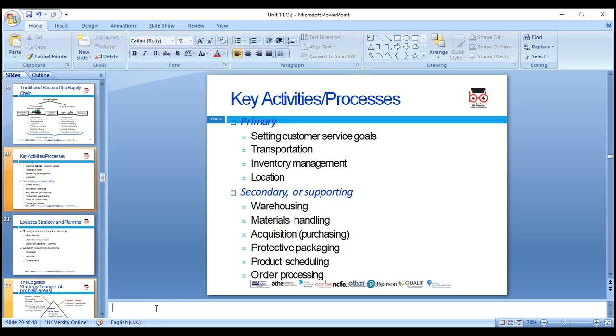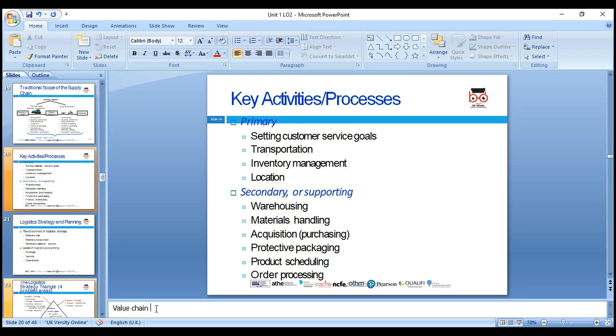We have primary activities according to the value chain model given by Porter. So how can we bring value to the organization? Primary activities include customer service, transportation, inventory management, and location management. But your secondary activities will help you manage your primary activities.